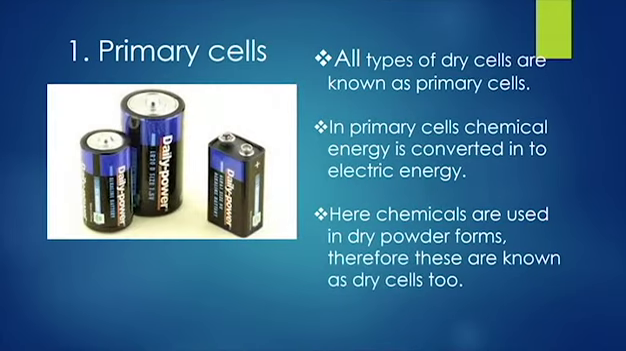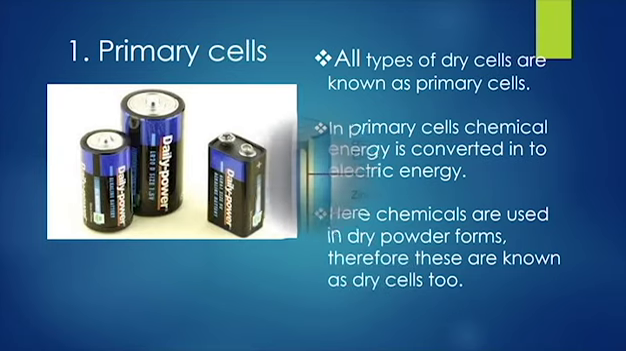Primary cells are considered as all types of dry cells. In primary cells, chemical energy is converted into electric energy. Here, chemicals are used in dry, powdered, paste form. Therefore, these are known as dry cells too.